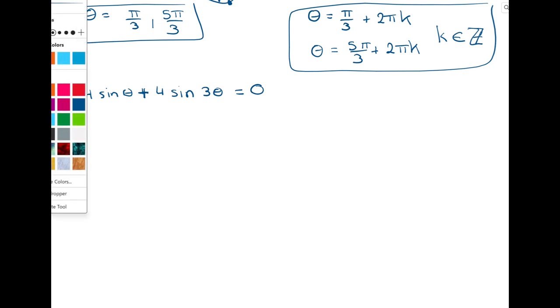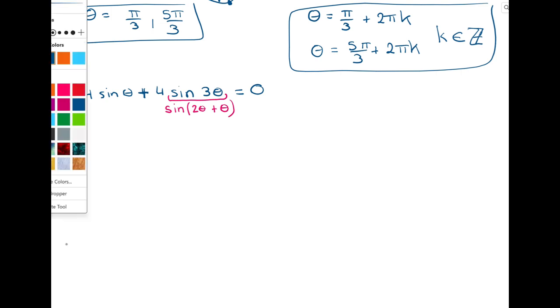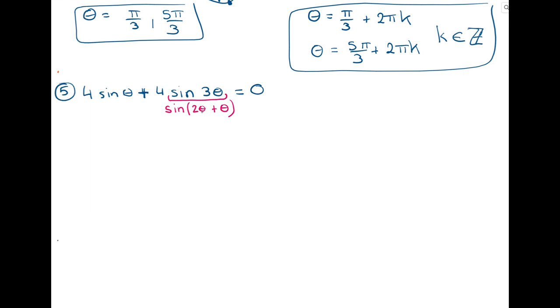So I'm going to rewrite this sine 3 theta using sine of 2 theta plus theta, okay? And that's because I have an identity for a 2 theta, and I have an identity for a sum of 2 angles in a sine. So all of that is going to be good, right?